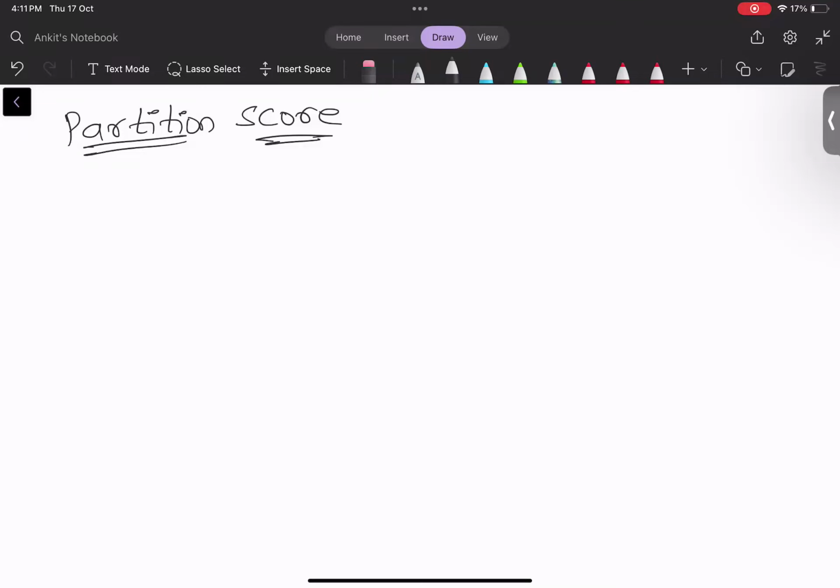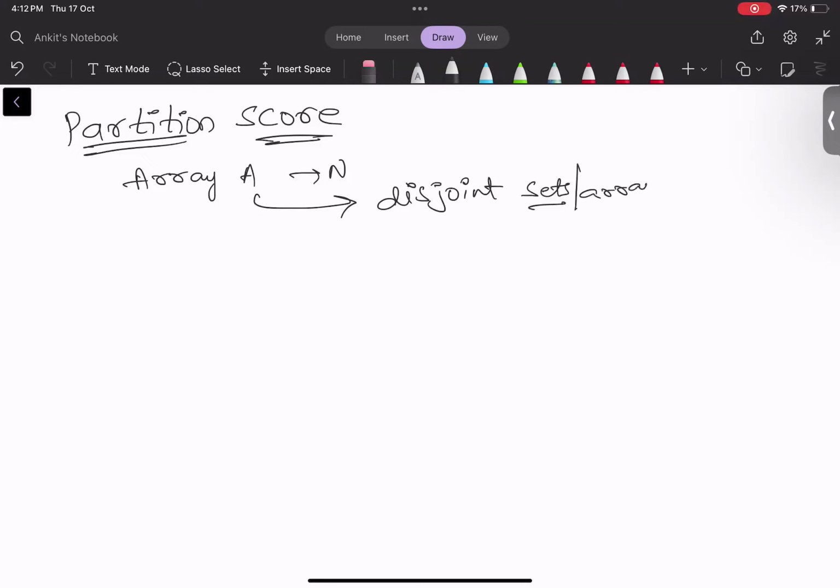Hi, now let's discuss the CodeChef 156 contest question, Partition Score. The question says that an array of size n is given to us, and we have to divide this array into two disjoint sets or arrays. Let's name them S1 and S2. We have to divide that one single array into two disjoint arrays.